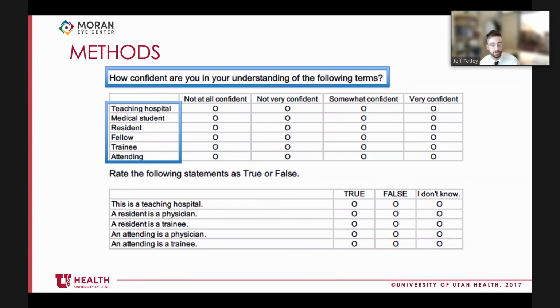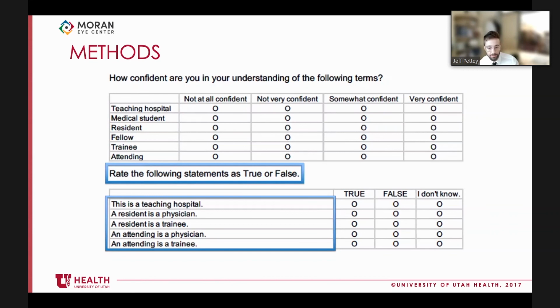So we used a Likert scale, going from not at all confident to very confident. Then we wanted to compare this perceived confidence with participants' ability to actually answer these true or false statements, defining these terms, and see if there's any discrepancy between their perceived confidence and their actual ability to understand the terminology that we're using.